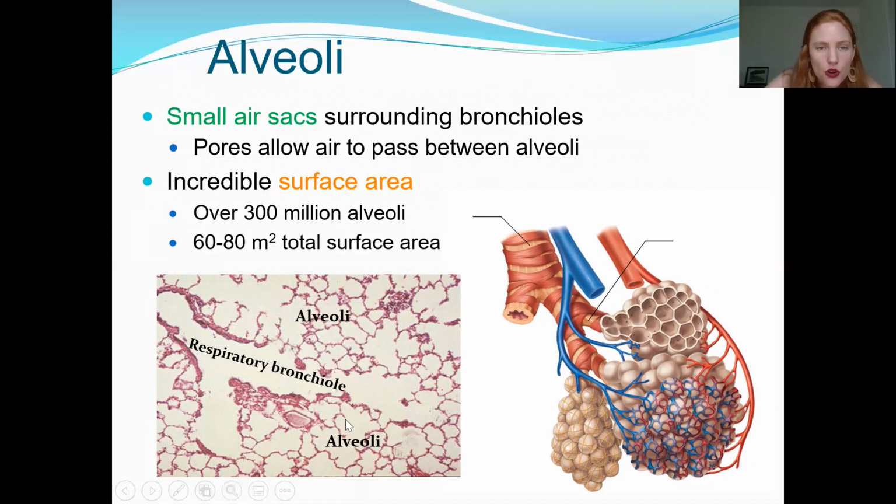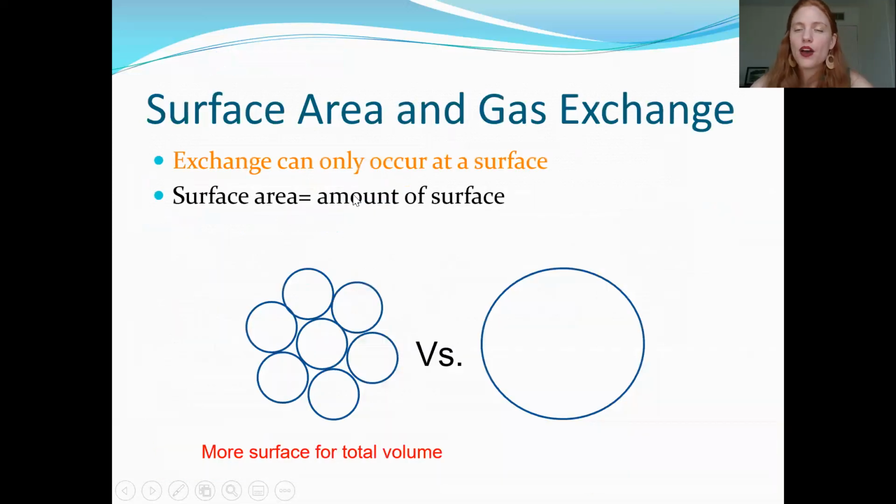The reason you have a whole bunch of little circles is that it helps to increase the amount of surface area. So let's look at the relationship between surface area and gas exchange. Gas exchange just means that the oxygen is passing through the membrane and the carbon dioxide is going the other way. Oxygen into the body, carbon dioxide out of the body, all in the process of cellular respiration to make energy for the cells.